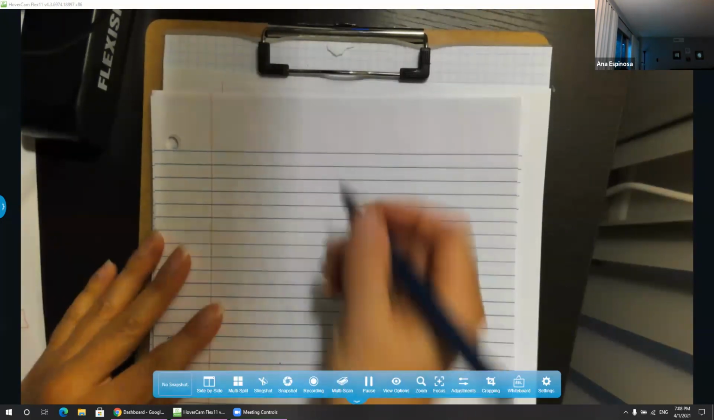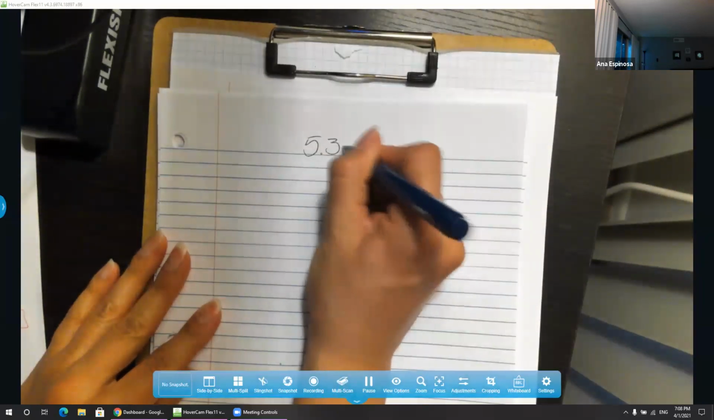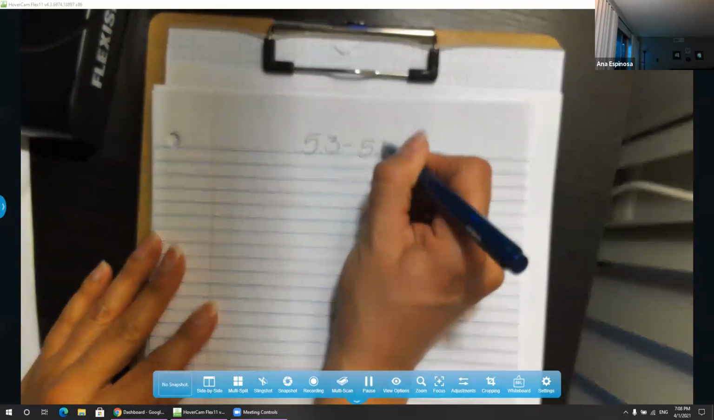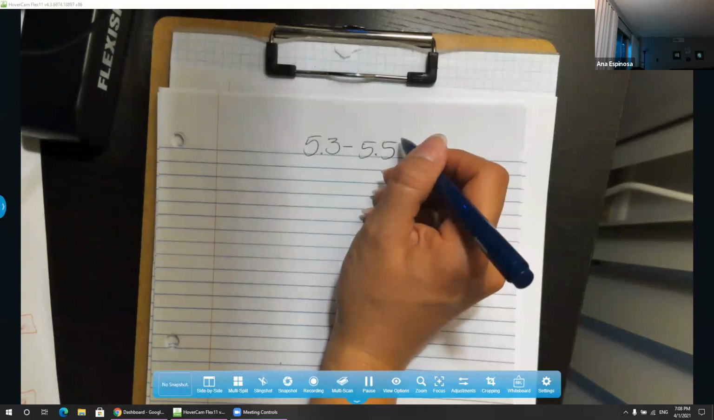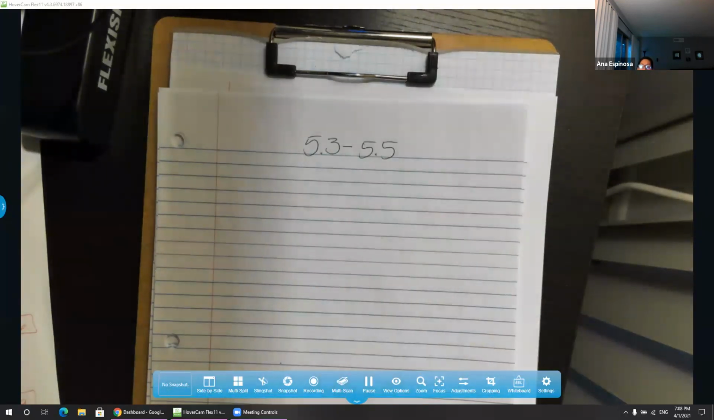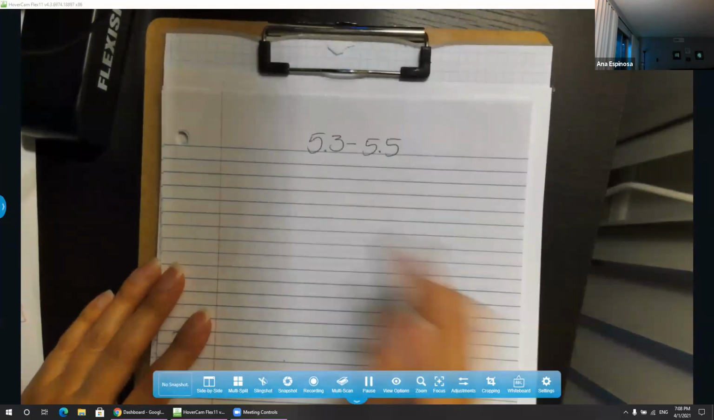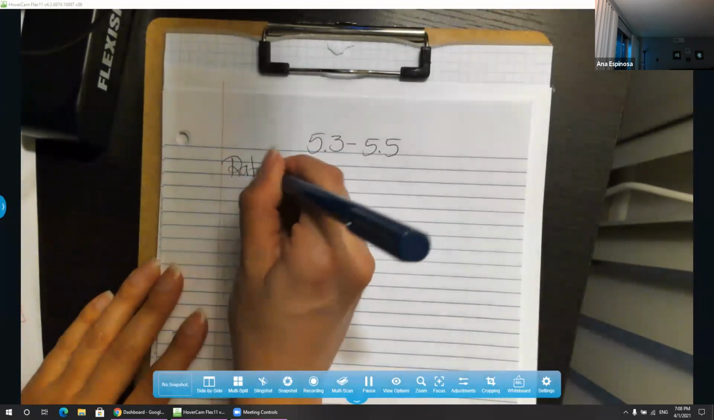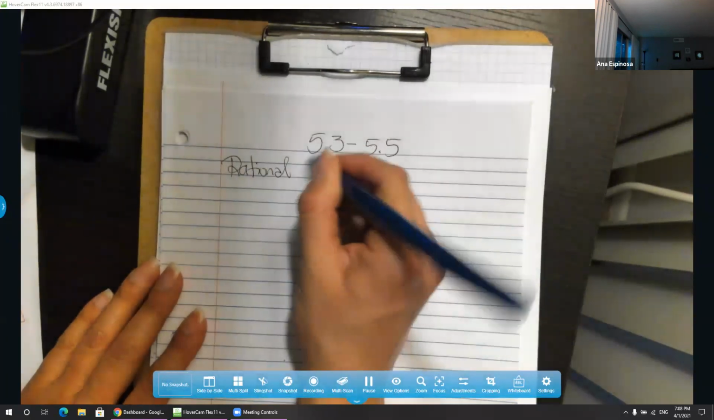Okay. So 5.3. This is going to be 5.3 through 5.5. Okay. So 5.3 is, I'm going to just condense it and give you how to solve these problems. You are going to be looking at rational equations.